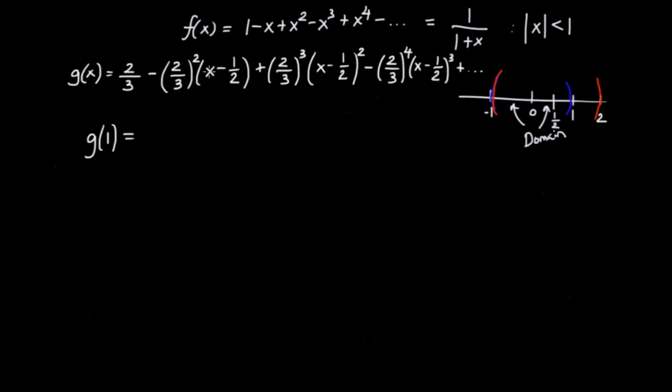And if you were to write this thing out, you'd find that g of 1 can be calculated in the following way: 2/3 minus 2 over 3 squared plus 2 over 3 cubed minus 2 over 3 to the fourth, and so on. After doing some calculation, you get the following geometric series, which converges. And you can find that this thing converges to 1/2.